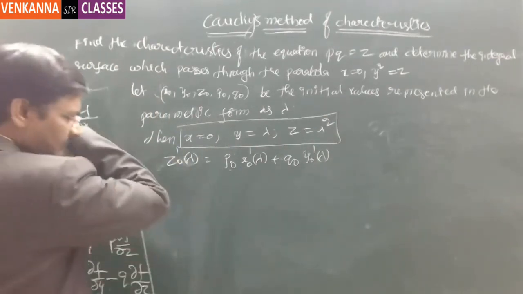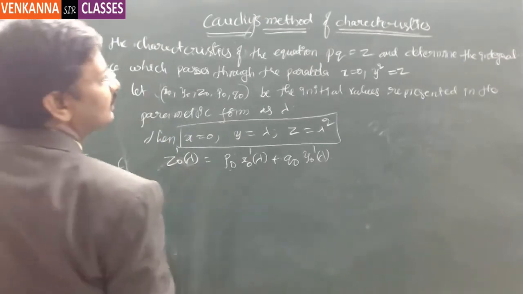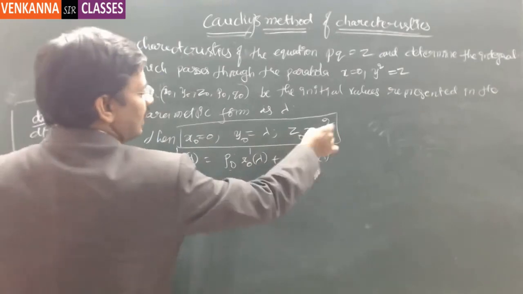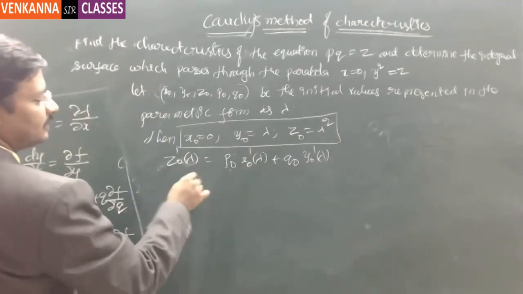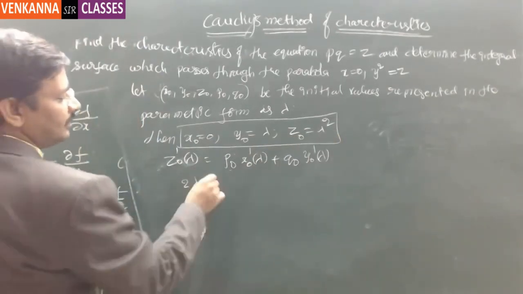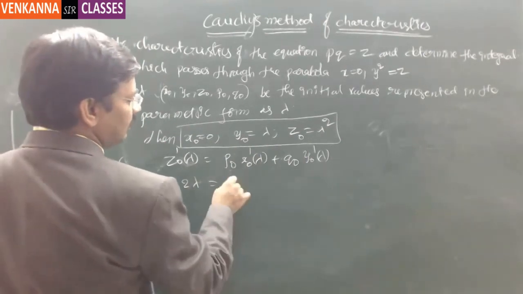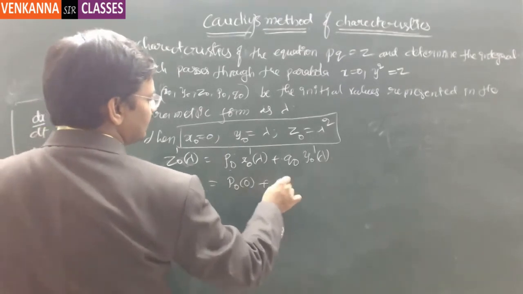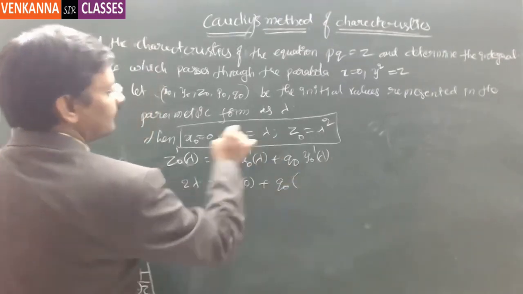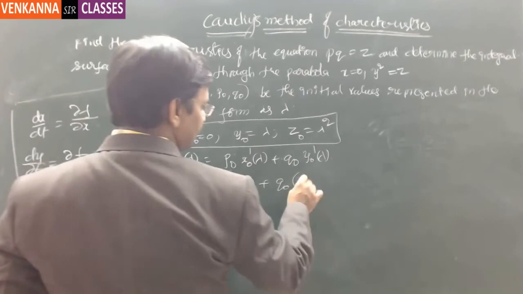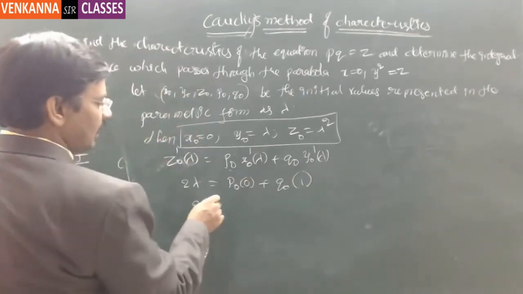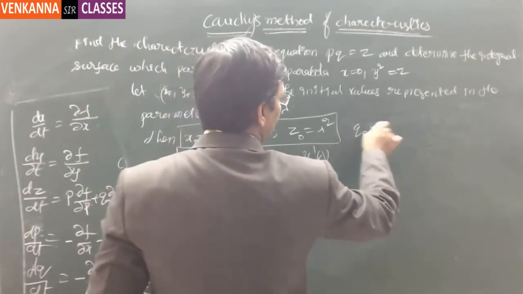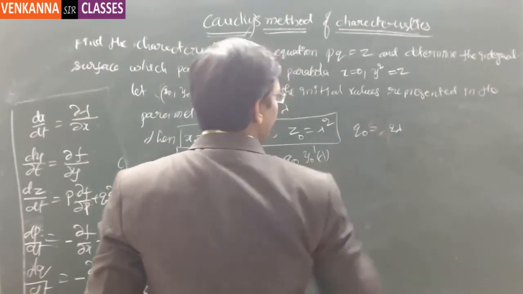Z naught is equal to lambda square. So the derivative of that with respect to lambda is 2 lambda, which is equal to P naught into the derivative of X naught with respect to lambda, which is 0, plus Q naught into the derivative of Y naught with respect to lambda, which is 1. So 2 lambda is equal to Q naught. So one more variable we have got: Q naught is equal to 2 lambda.